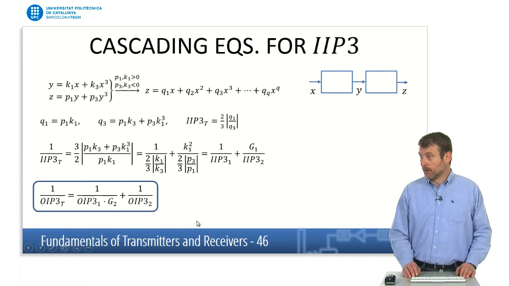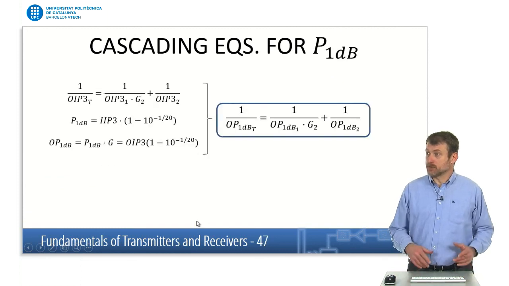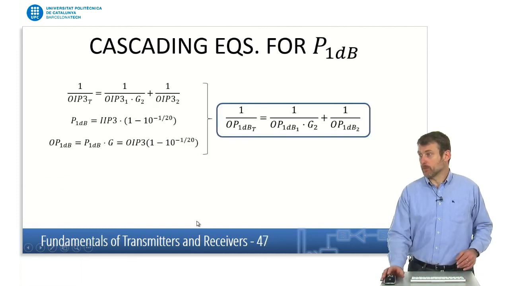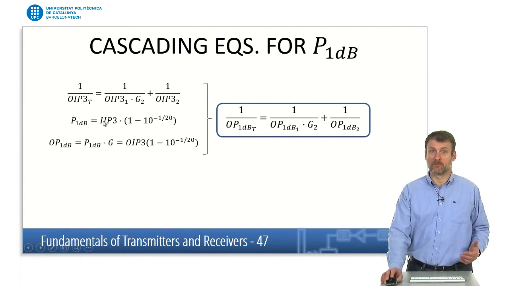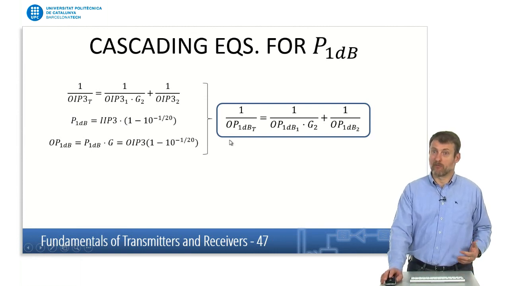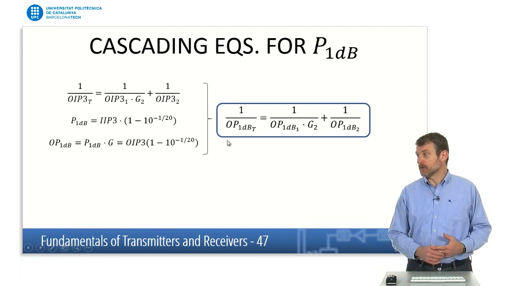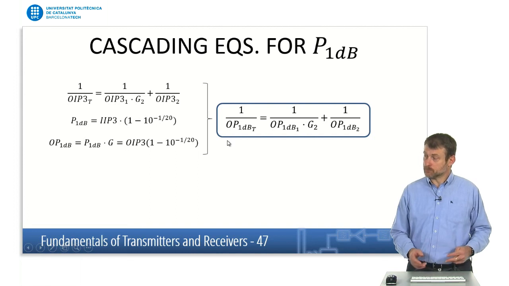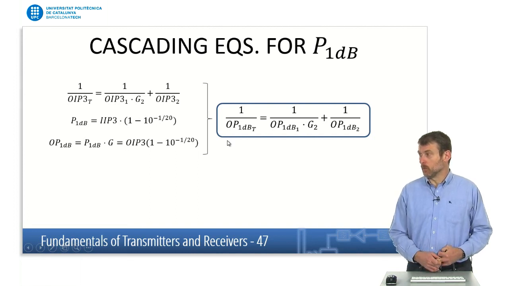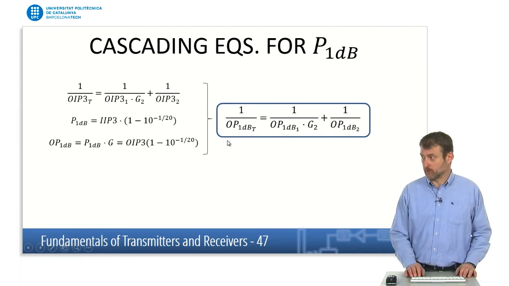And again, since the 1 dB compression point and the third order intercept are proportional, one can very easily show that the 1 dB compression point follows the same type of dependence, right? And again, this dependence is useful to foresee or to predict both the third order intercept and 1 dB compression point of a chain.